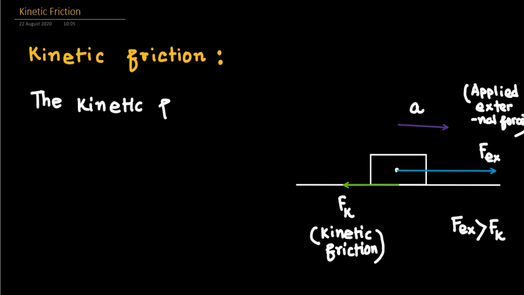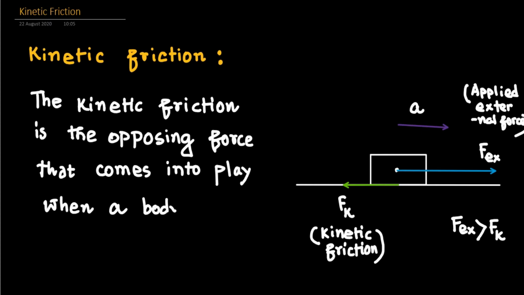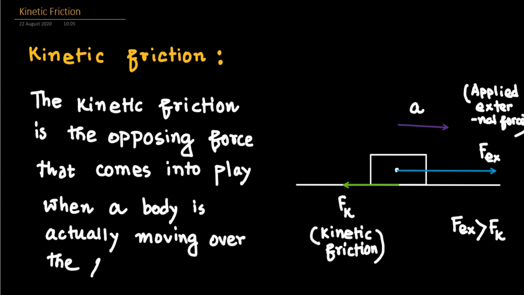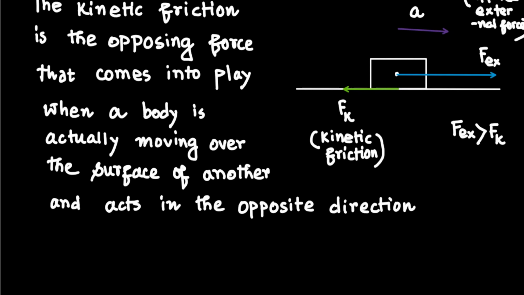The kinetic friction, the definition: kinetic friction is the opposing force that comes into play when a body is actually moving over the surface of another body, and it acts in the opposite direction of applied external force.